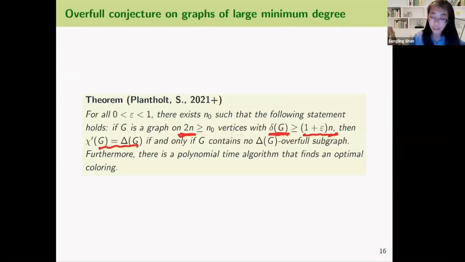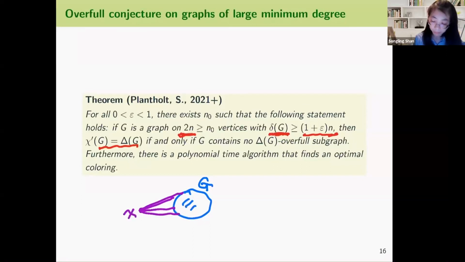And then also the same thing, we can find a polynomial time algorithm that finds an optimal coloring. So let me mention a little bit the proof idea for the last two results, on the quasirandom graph and on this graph with large minimum degree. For the quasirandom graph case, we have the graph G, which has an odd order.